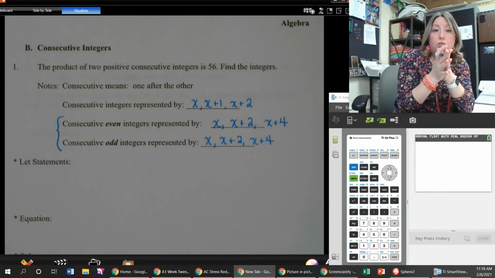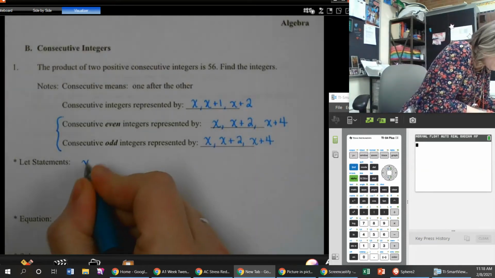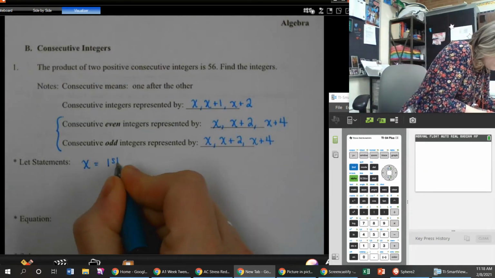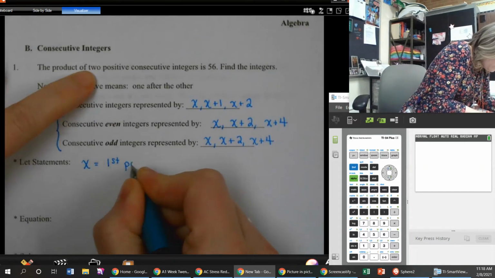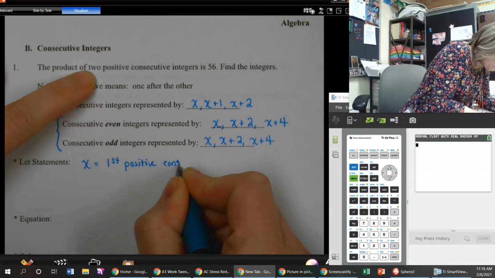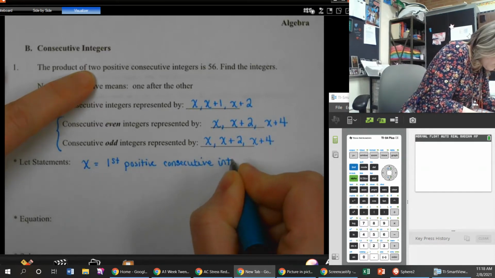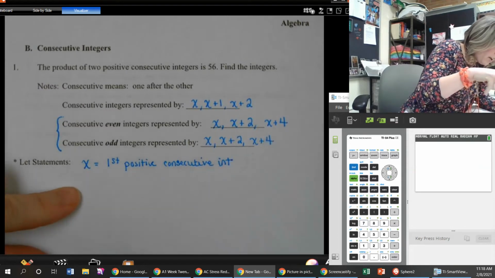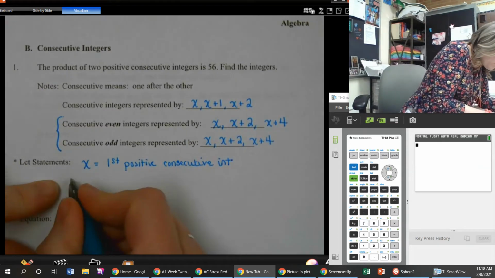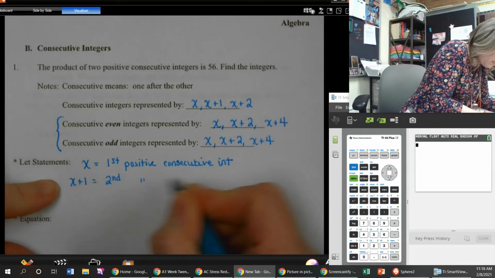So wait, I need two answers at the end. Okay, so x equals my first positive consecutive integer. And then the next one is just consecutive, so x plus 1. So the next one is my second positive consecutive integer.